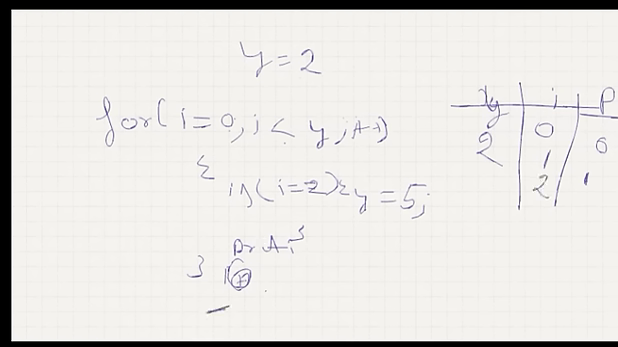It will come out as the exit statement. Final value of y would be 2. Final value of I would be 2. What is printed is 0 and 1.